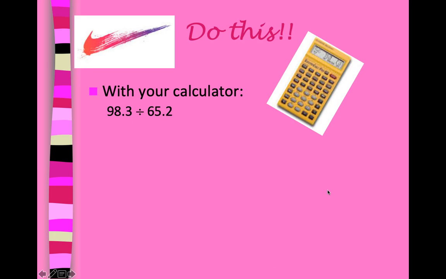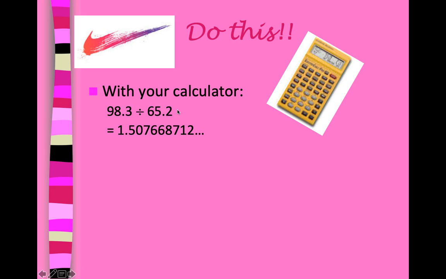All right. We have one more section of notes we have to talk about, and that deals with we've done the measurements, we've done the calculations, we got a number on our calculator like this. 98.3 divided by 65.2. Go ahead and do this. What do you get? You get this.